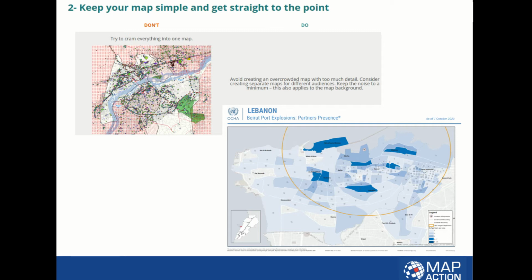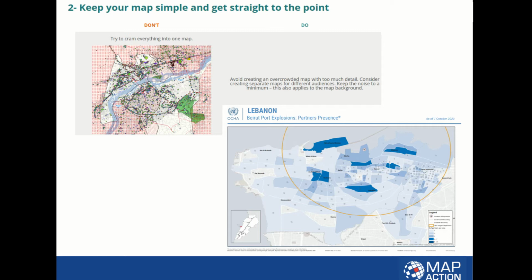There's an example on the right, which is, I think, an example of good practice, whereby we're looking at partner presence after the Beirut port explosions last month. It's pretty clear what it's trying to convey. The map is very simple. There's only a couple of layers really in the legend, and I think if you're interested in this area, you can pretty quickly get a picture of what it is you're trying to find.